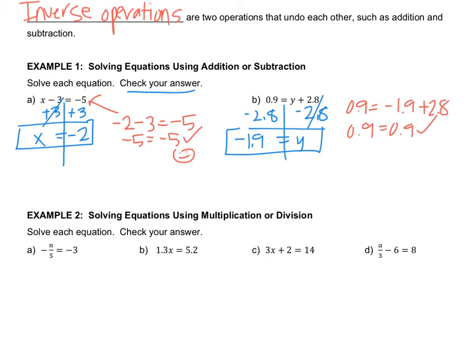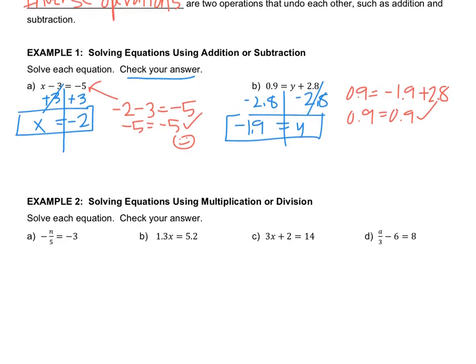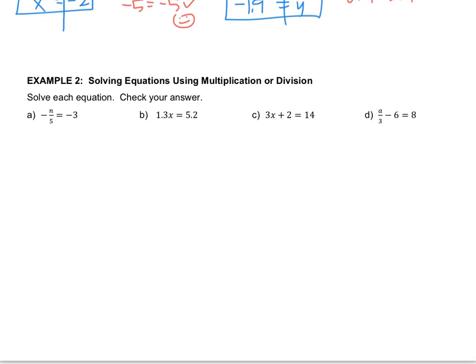Alright, so that's what I got. If you didn't write something down that I wrote down, make sure you add it. Remember, we're building the foundation, so even if you can do it in your head or type it in your calculator, you have to write it down. Alright, now in example 2, we're going to look at multiplication and division, and then also some two-step equations.